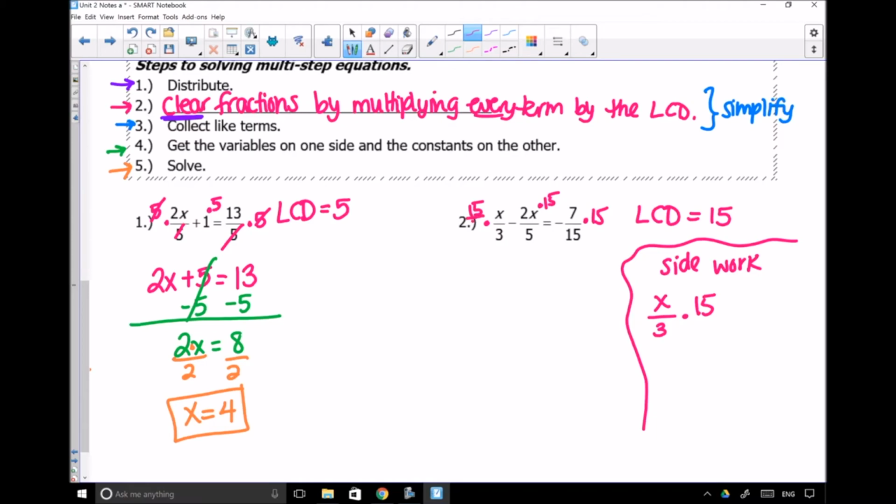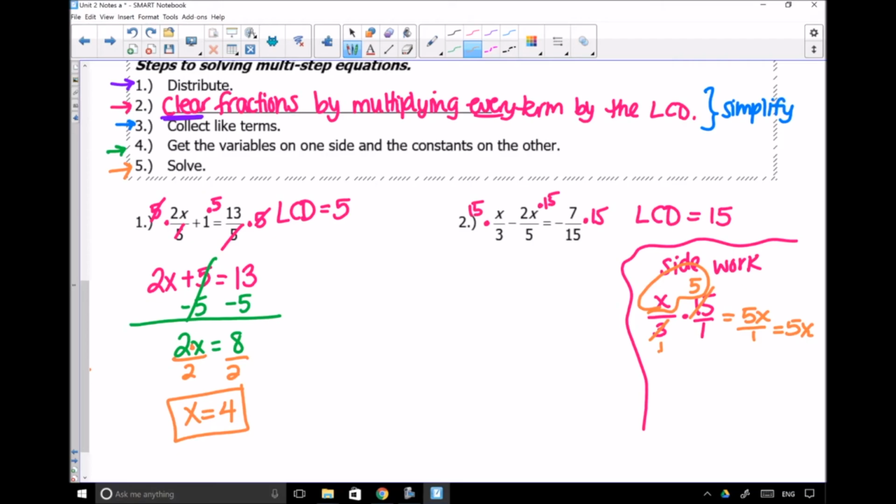Now this 15 is technically over 1. If a number doesn't have a denominator, then we're going to say it's over 1. Once I do this, I'm going to look and see, can I cancel anything out? Well, this 3 and this 15 are both divisible by 3. So 3 divided by 3 is 1, 15 divided by 3 is 5. So right here I can just multiply this x by 5 and I end up getting 5x. And then 1 times 1 is 1, so I get 5x over 1, which is 5x.